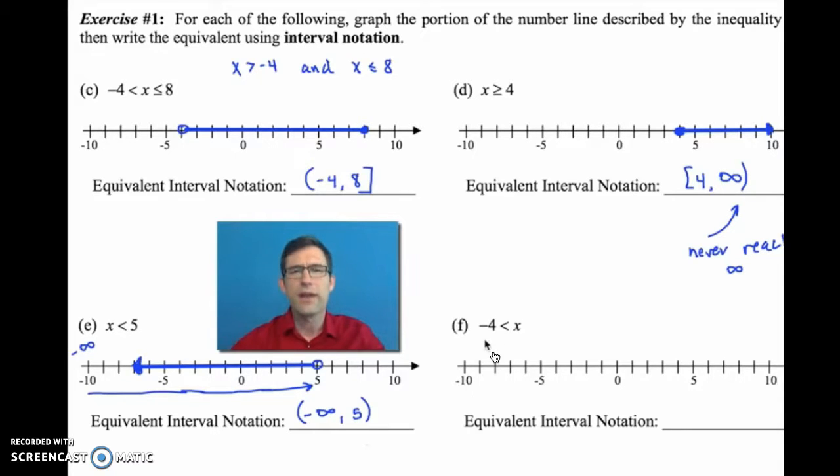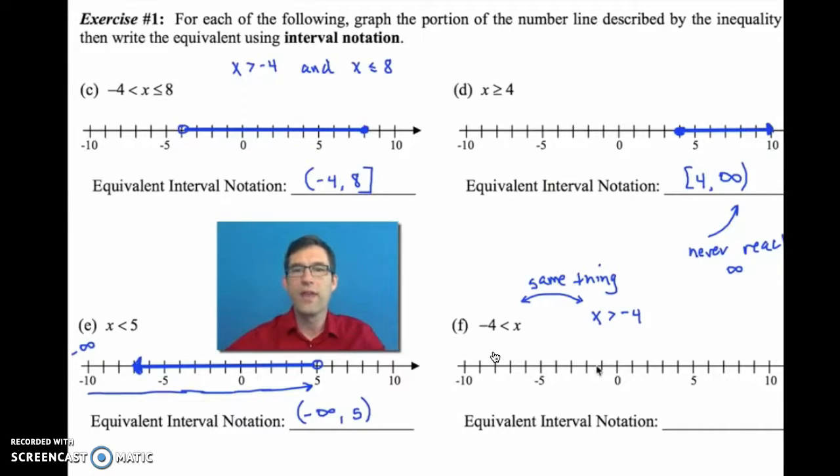Now, look carefully at F. F is tricky. You know, we see this, and we read it as -4 is less than x. But it may be more helpful to think about it as x is greater than -4. Right? So hopefully, you recognize that these are the same thing. Okay? So that's not so bad then, right?